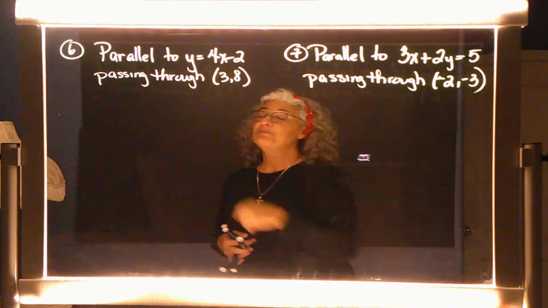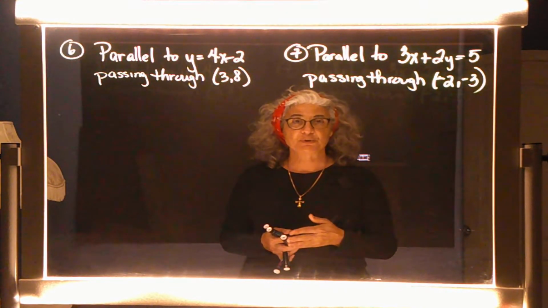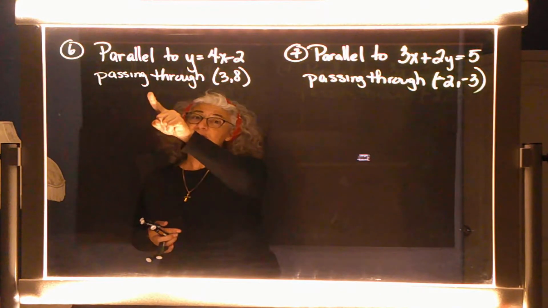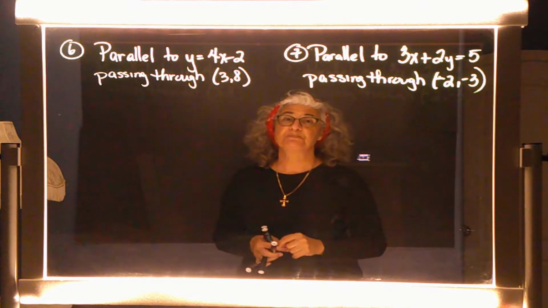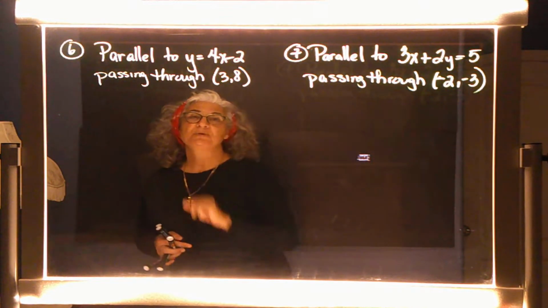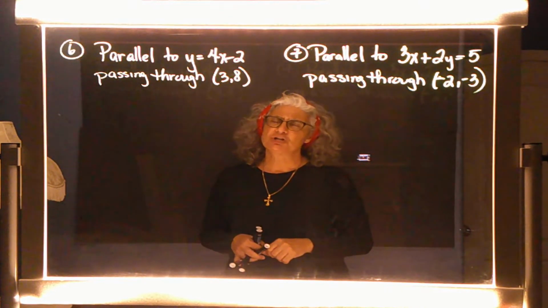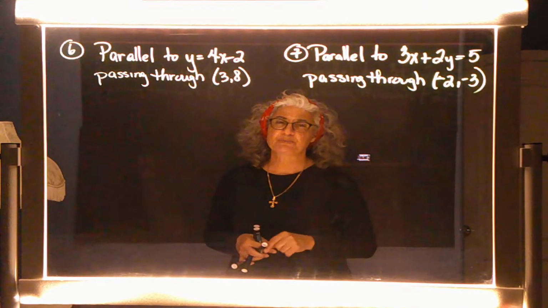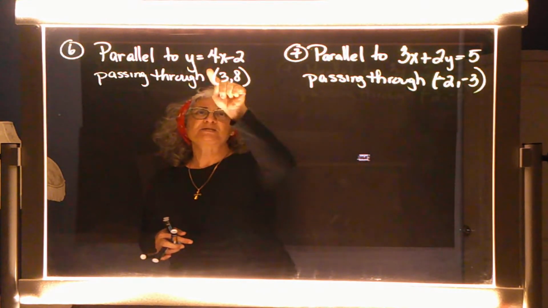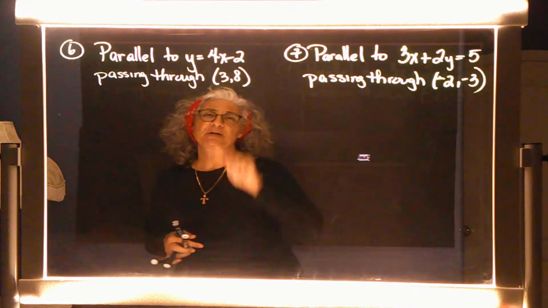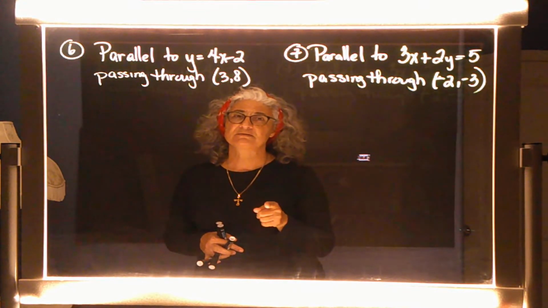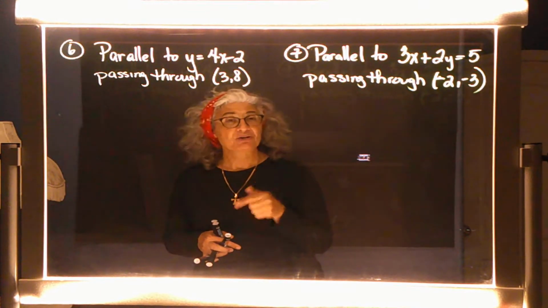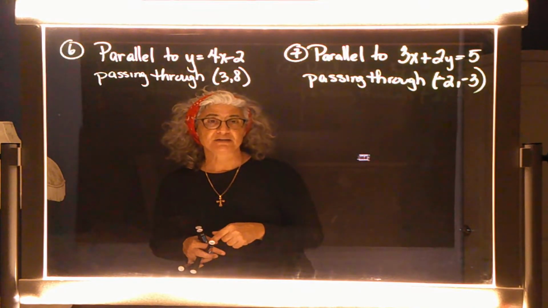Okay, so let's look at problem number 6. Still looking for an equation of a line, but now it's parallel to y equals 4x minus 2, and it's passing through the point 3, 8. So, let's refresh our brains. If the line is parallel to y equals 4x minus 2, then what do you know about the new line? Yeah, parallel lines have the same slope, don't they?